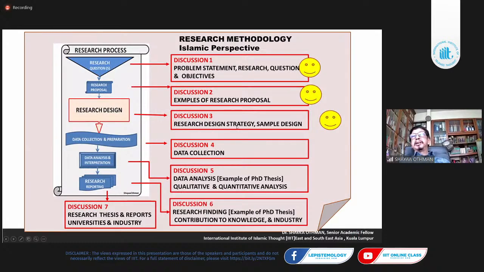Research design strategy. Any question before I go to this research design strategy? So you have to stop, because it will not put you to sleep. If you ask questions, that will keep you awake. And also you can have a cup of coffee or tea. Excuse me, I can have a drink.